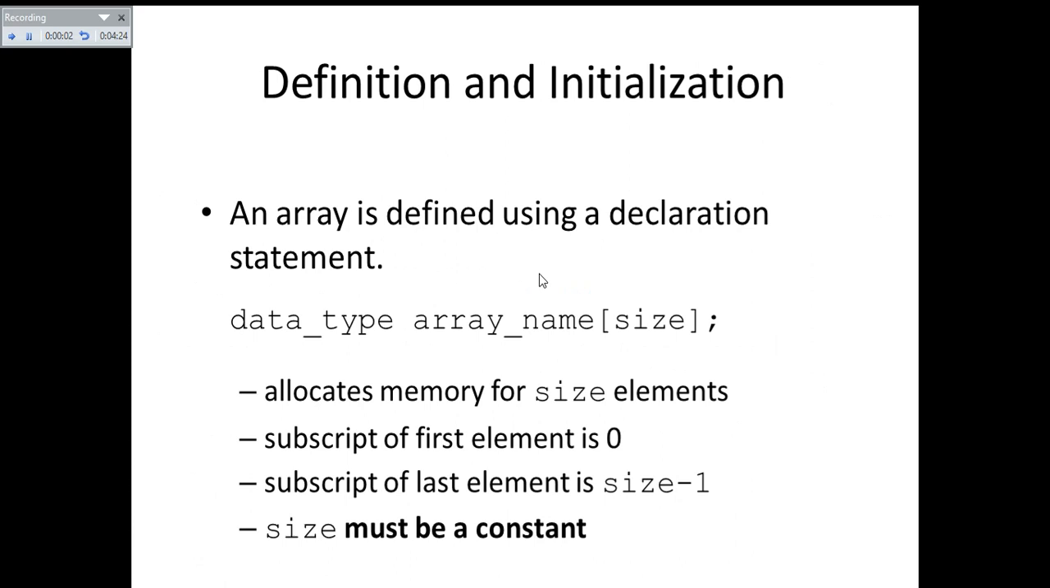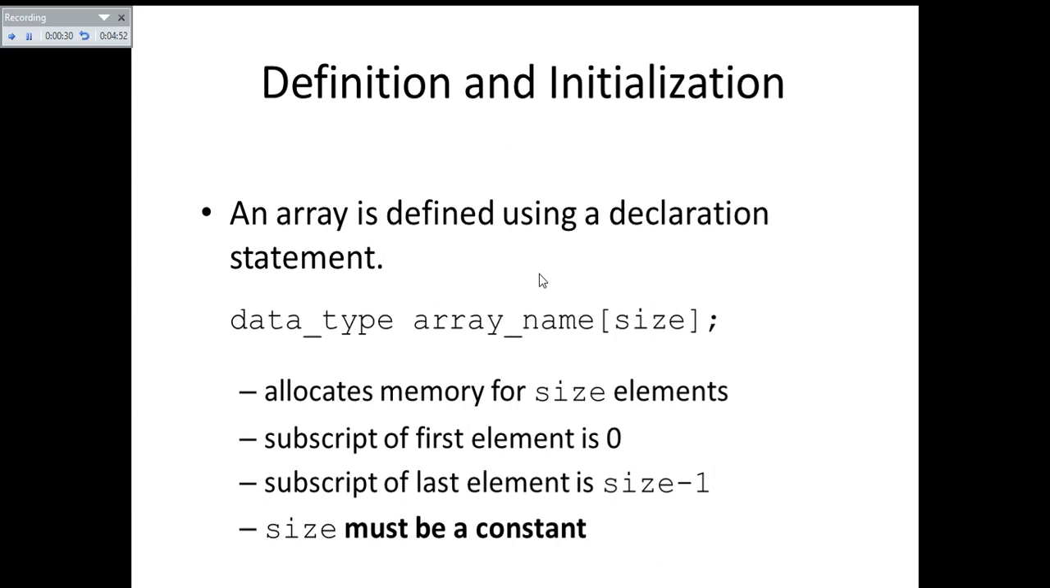Definition and initialization. An array is defined using a declaration statement. So this is the statement that will allow you to declare the one dimensional array. For this we need to have the data type, data_type, and after that you have to give a space and an array name, array_name, and then the size. This is the declaration statement that will allow you to declare a one dimensional array, and it allocates memory for size elements.